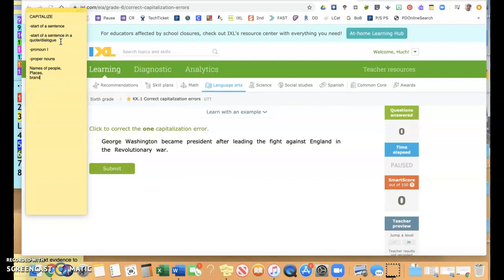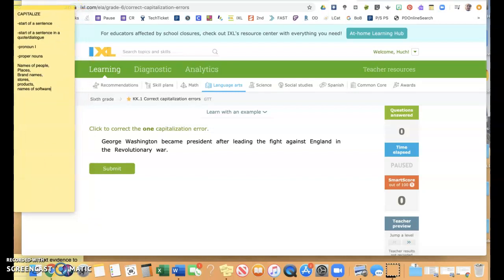Names like brand names, names of stores, products, that kind of thing. Specific names of software. So, if you have a computer program or you're talking about Snapchat or something like that, you need to follow that expectation. And I'll try to add to this list, I'll just put it over here to the side, and then pull it up if we come across something else to add.